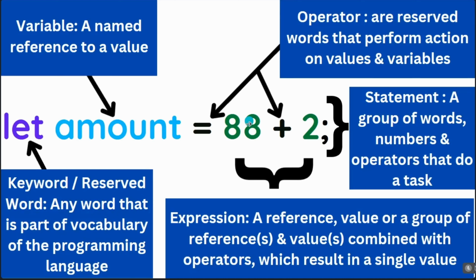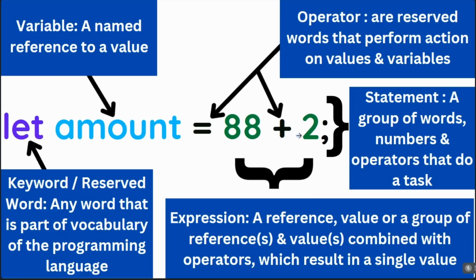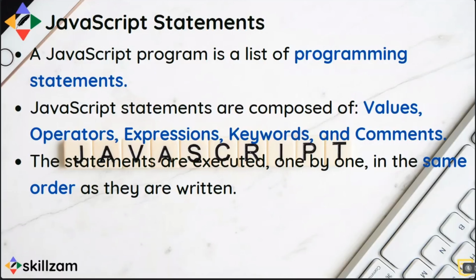The addition of these two values and then assigning it to a variable, which means the 90 value is stored in the variable called amount, and this entire thing is called a statement. So with that being said, the statements are always executed one by one in the order they are written.